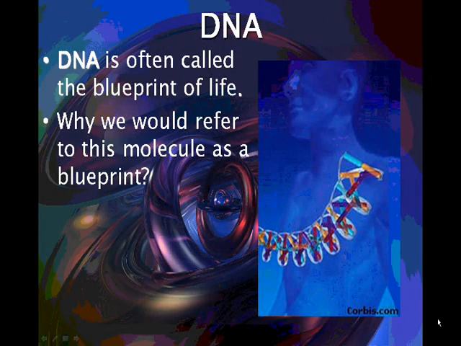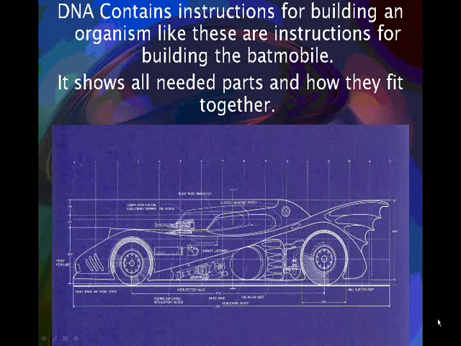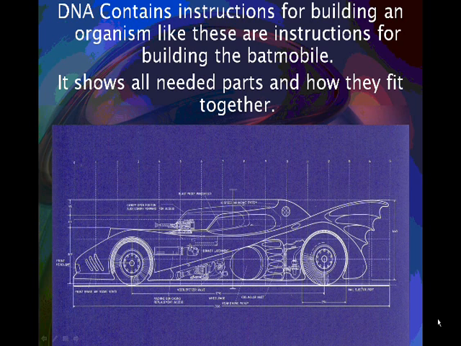DNA is often called the blueprint of life. Take a moment and think about why we would call this molecule a blueprint. A blueprint contains instructions for a building, or in this case, the Batmobile. And our DNA contains instructions for building an organism. It tells us how to build cells, where to put them, and what to do with them once they're made. So these are just like building instructions for this Batmobile. It shows all the needed parts and how they fit together.